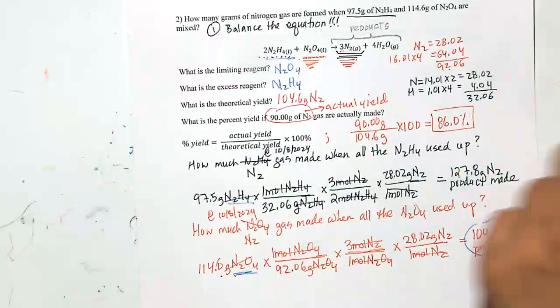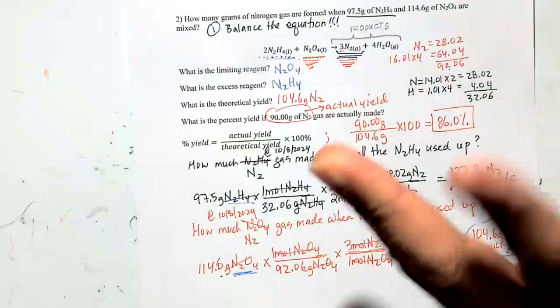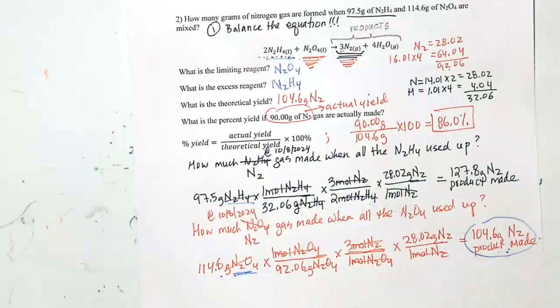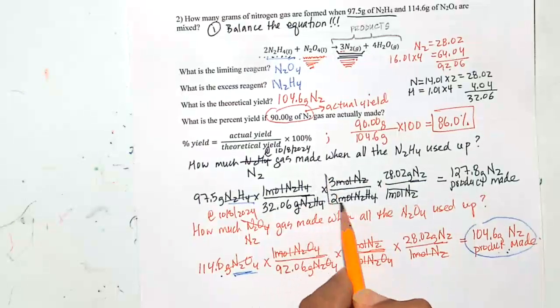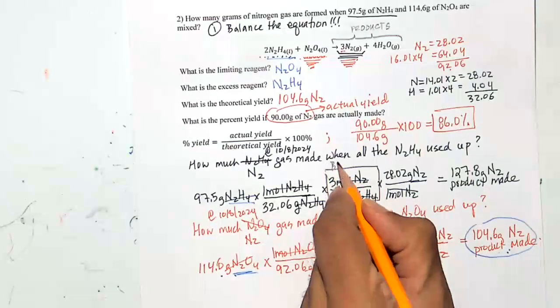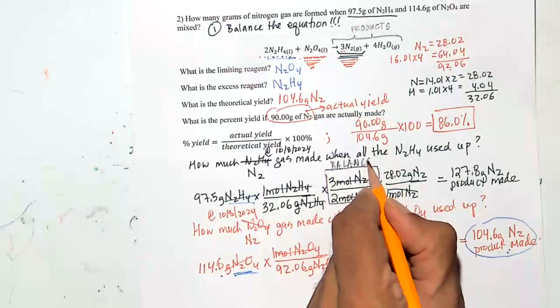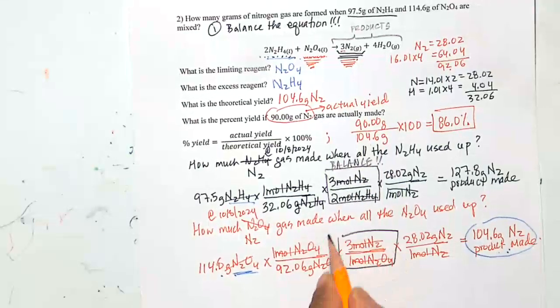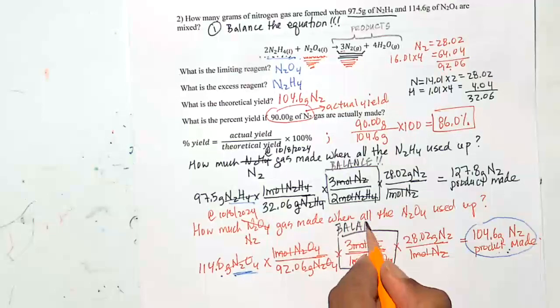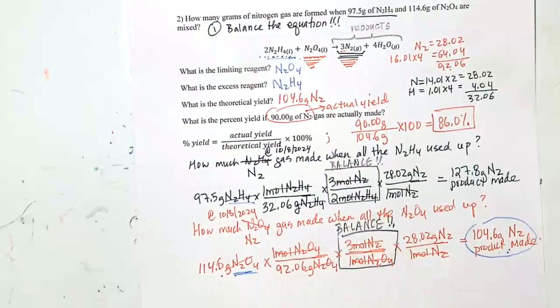All right, so these are the steps you have to go through. Make sure your equation is balanced. If it's not balanced, then this step in the reaction is wrong. So this is why we balance the equation. Any questions on this? There'll be a problem like this on the test, very similar to this on the exam.